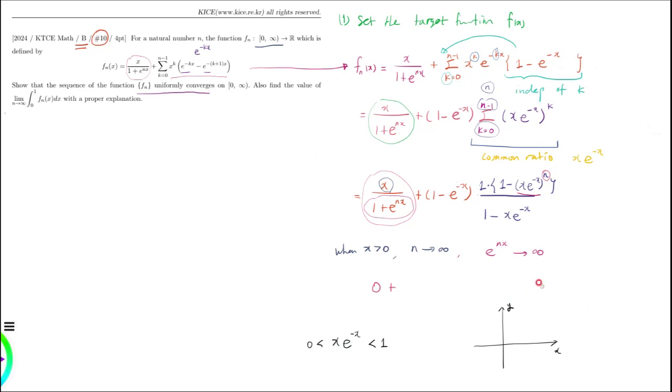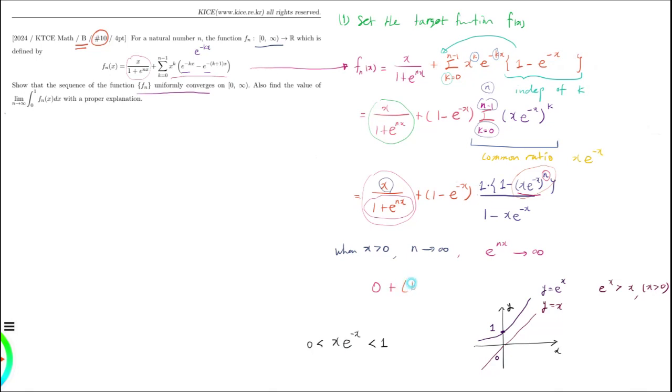the graph of the exponential function y equals e to the x goes like this. The y-intercept is 1, okay, and the graph of y equals x is a diagonal line here. So e to the x is always bigger than x when x is strictly positive. So when n goes to infinity, this whole term goes to 0.